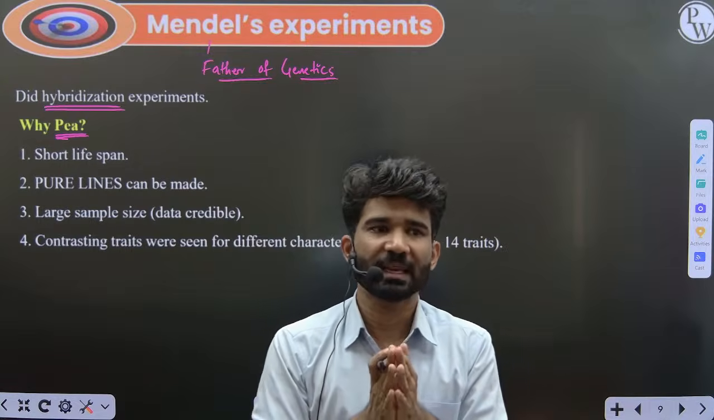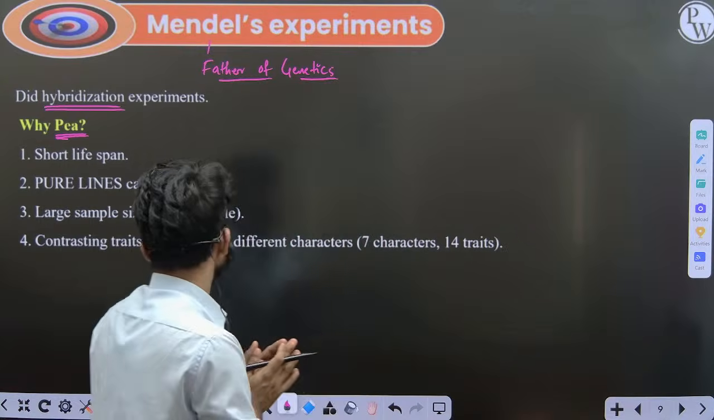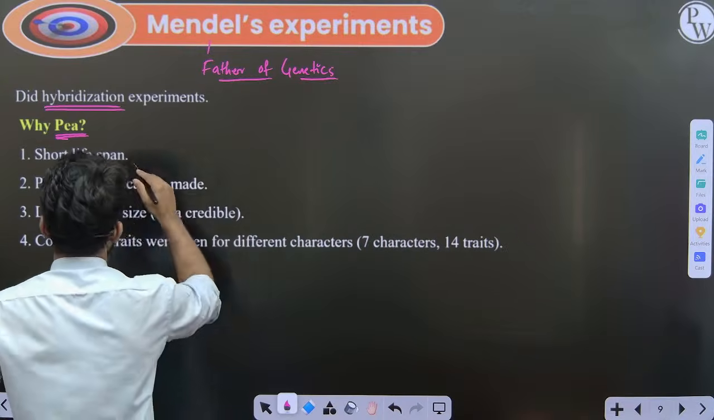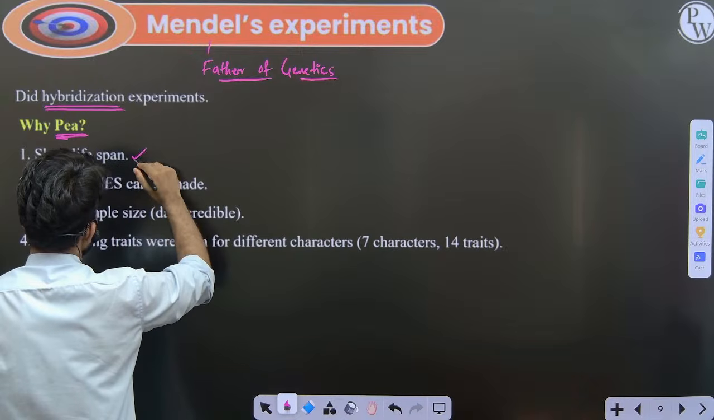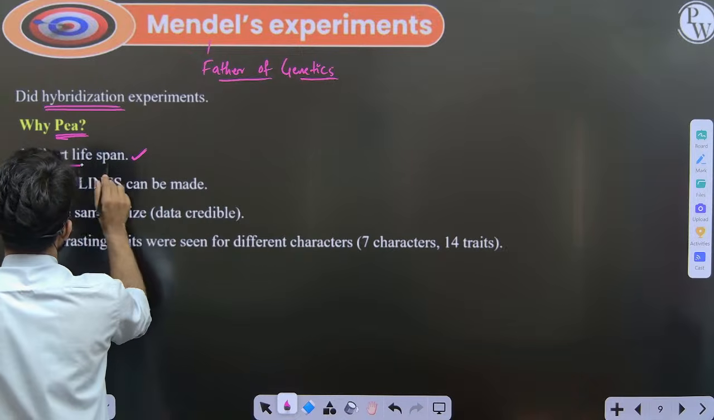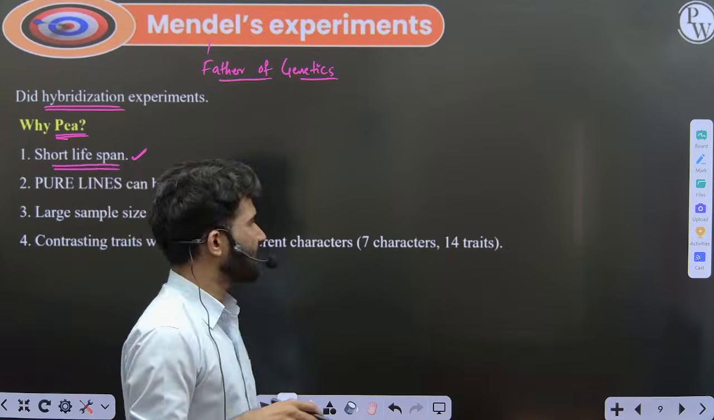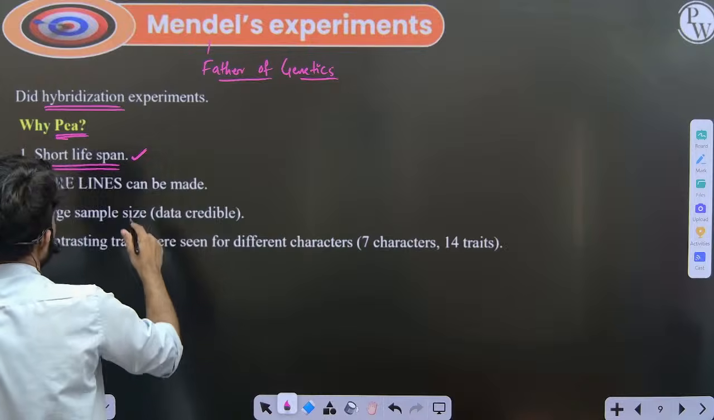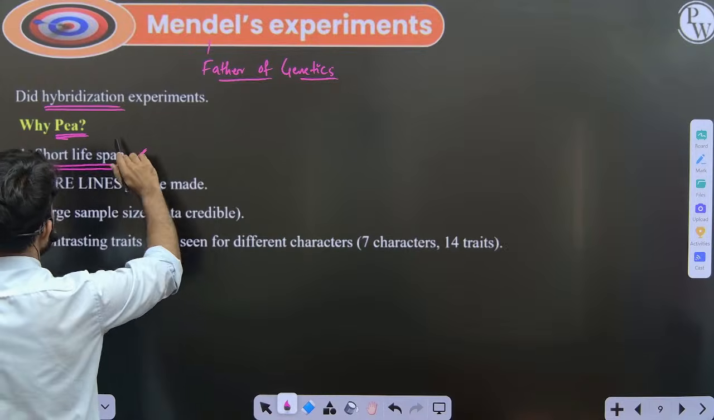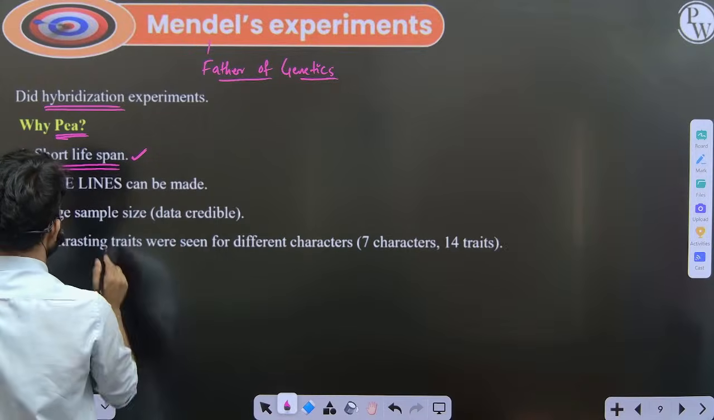So why did he select pea plants only? Because pea plants can be grown in a short period of time. They have a very short lifespan, so you can get the offspring in a very short period of time. That is one of the reasons he selected them.